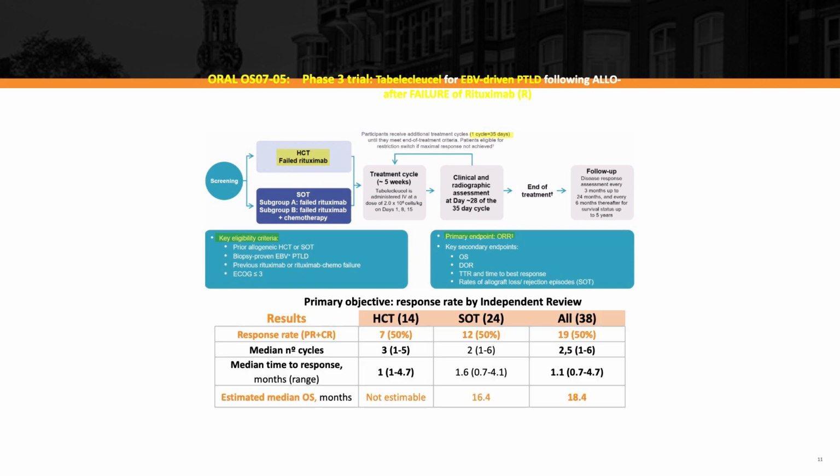Here you have the results, impressive. 50% response, exactly the same in solid organ and hematopoietic transplant. The median number of cycles was similar. The median time to response is quite fast, 1.1 months. And the estimated median overall survival for the whole population is more than 18 months. It is not estimable in this group because they don't achieve more than 50% survival.